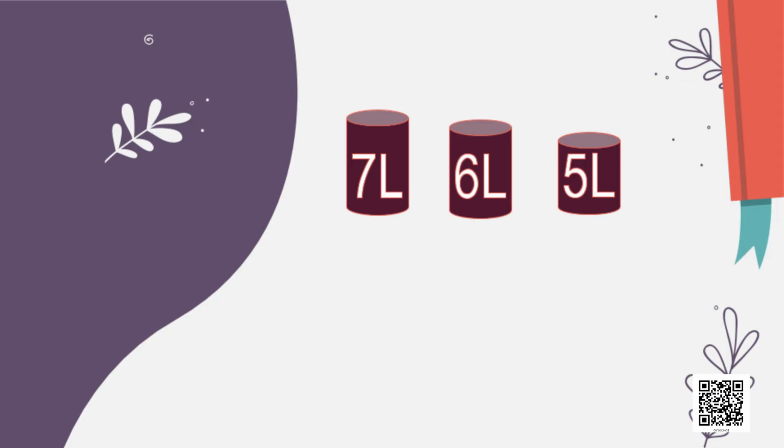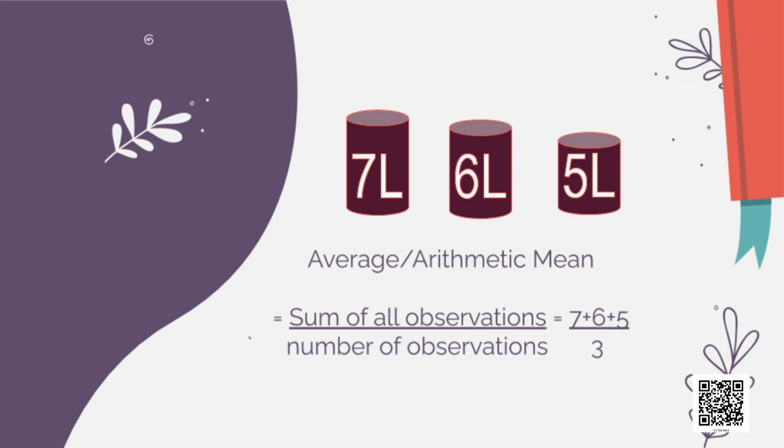Now we have these three containers of 7, 6 and 5 liters. So what is the average quantity? It is nothing but the sum of the quantities in each vessel divided by the number of vessels, which is 7 plus 6 plus 5. 7 plus 6 is 13, 13 plus 5 is 18. 18 divided by 3, which gives 6 liters. So the average here is 6 liters.